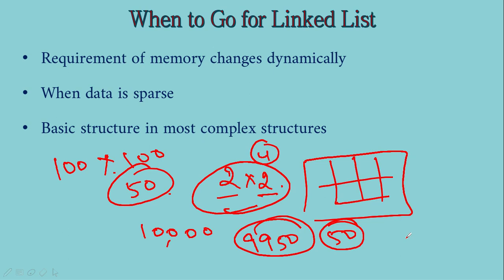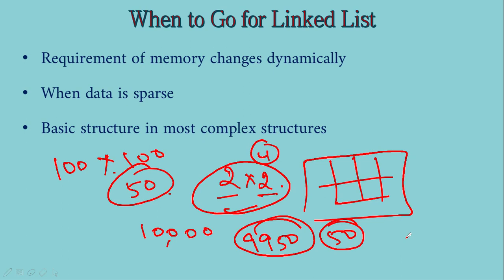Our applications are not going to be limited only to smaller data. We have to work with a large amount of data, and many different kinds of data, as I told you, 2-dimensional, 3-dimensional. The data may be of higher dimension also, and we may have sparse data. In that case, we have to go for something like linked list.